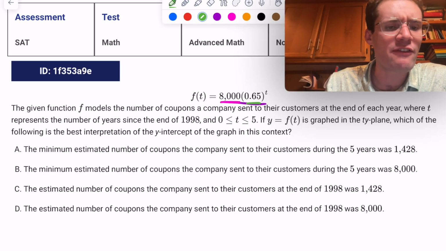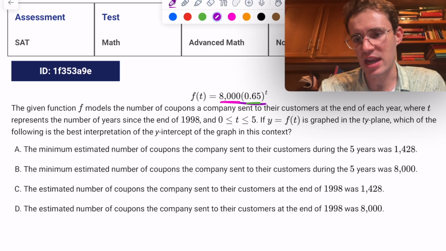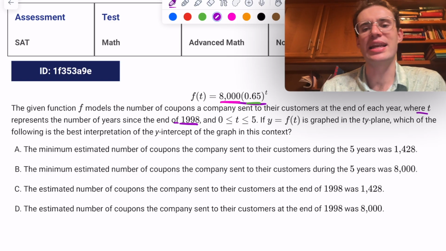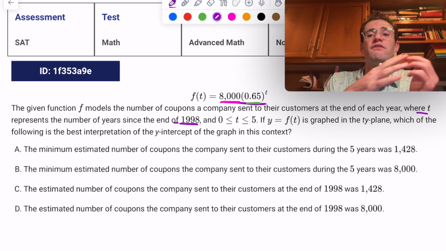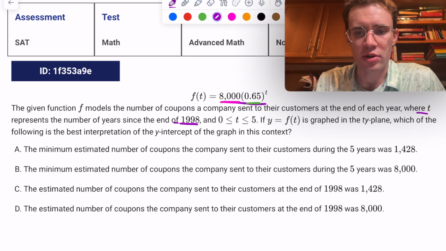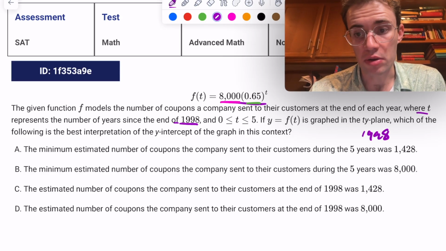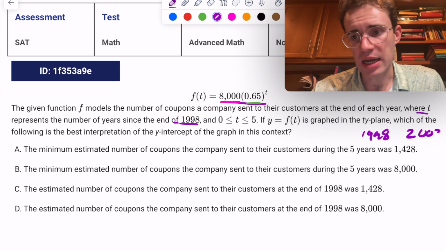So the given function f models the number of coupons a company sent to their customers at the end of each year, where t represents the number of years since the end of 1998. So each year from 1998 on, it seems like they're sending 35% fewer coupons than the year before. And 0 is less than or equal to t is less than or equal to 5. So it only works between 1998, which is year 0, and 5 years after that, which would be 2003. So they stopped doing it in 2003.